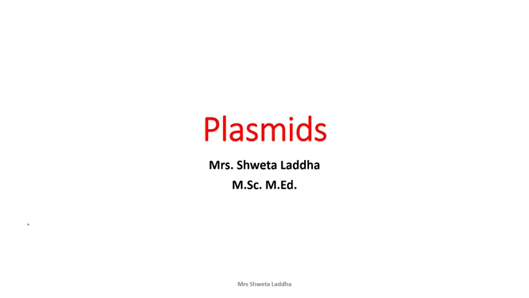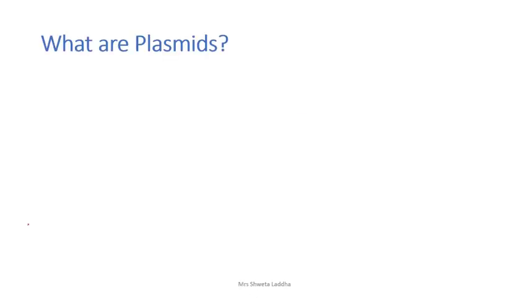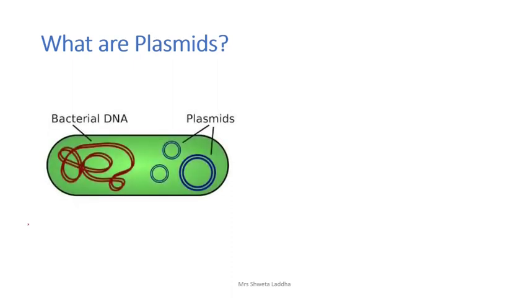Hello students, let us today study about plasmids, what are plasmids and how they are used in rDNA technology, especially in case of plants. So this is an example of a bacteria. You can see this is a bacterial cell. This red color thing is the nucleoid of the bacterial cell. These blue color round ring like structures are nothing but plasmids.